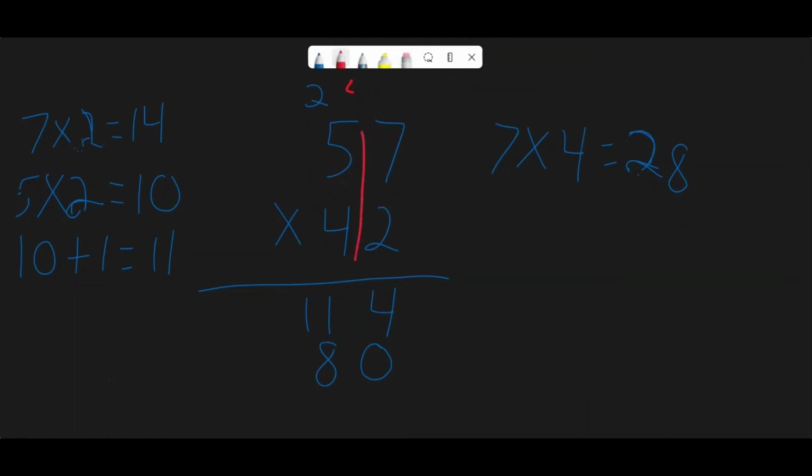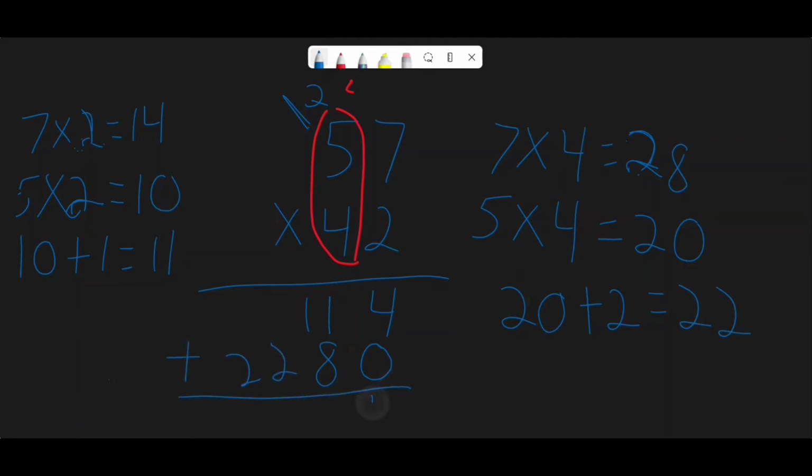So now we're going to multiply 5 times 4, which equals 20. But we got to include this 2 up here. So 20 plus 2 is 22. So now we're going to add these two numbers up. So we have a total of 2,394.